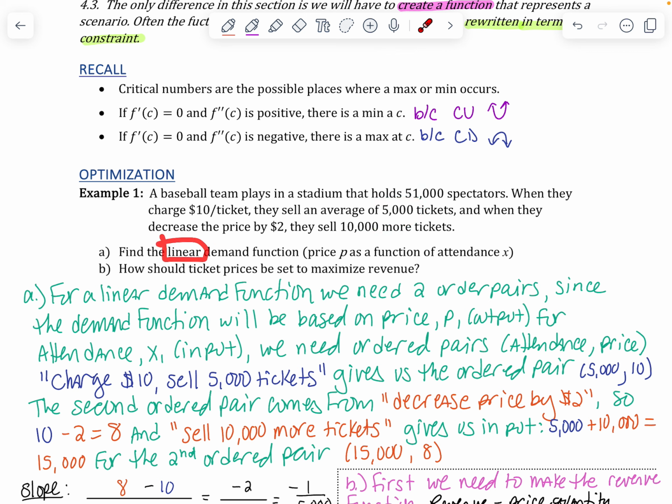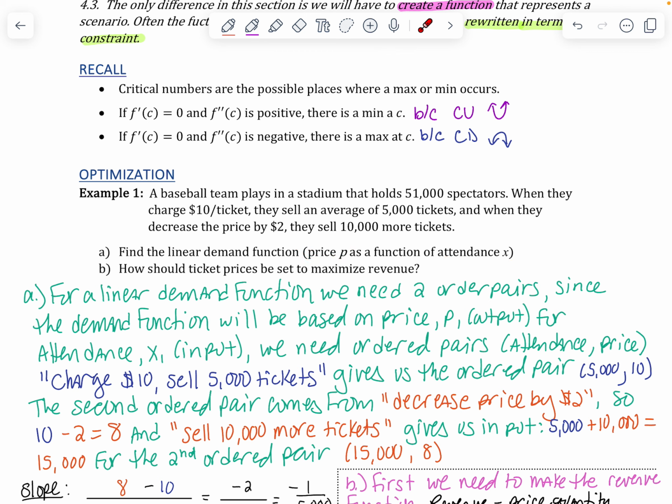Part A, find the linear demand function for price P as a function of attendance X. So here are some key pieces. Linear, we know, is a straight line, and it's a demand function. So the demand, the number of attendees, is based on price.